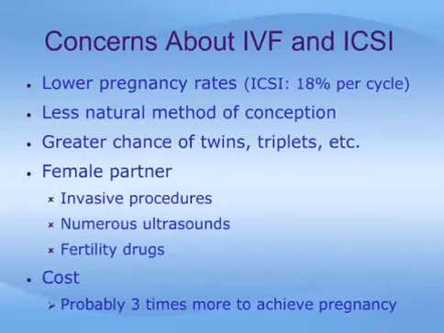Compared to a successful vasectomy reversal, pregnancy rates are lower, with ICSI, for example, achieving success in about 18% per cycle. Obviously, it is a less natural method of conception than a successful reversal, and there is also a greater chance of multiple births, such as twins or triplets. For the female partner, IVF and ICSI do involve invasive procedures, numerous ultrasounds, and the use of fertility drugs. Finally, the cost needs to be taken into consideration. Compared to a successful reversal, it probably costs about 3 times more to achieve pregnancy with these methods.